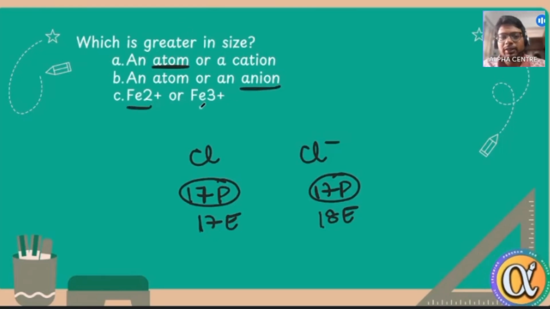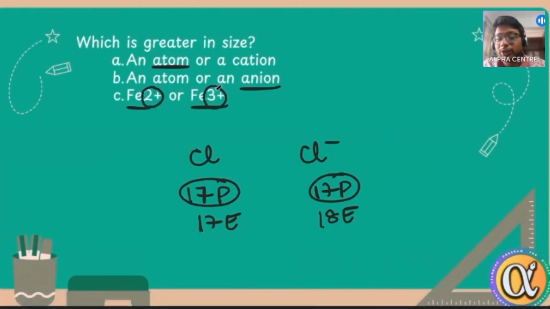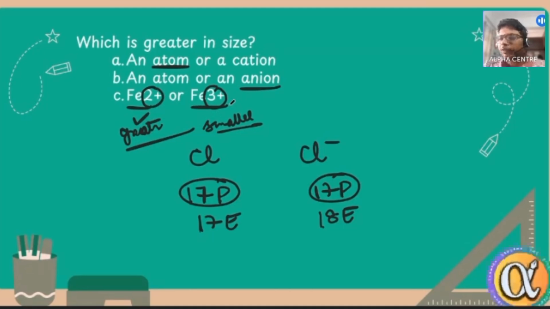Okay, same with Fe2+ and Fe3+, which has more electrons? Fe2+ has lost 2 electrons, Fe3+ has lost 3 electrons. So Fe2+ has more electrons, and since it has more electrons, its size would be greater. This is greater and this is smaller. Okay, so even if you have to compare between atoms and cations, this is a way of looking at it. Okay, see you then. Thank you and bye. Bye. Thank you, sir.